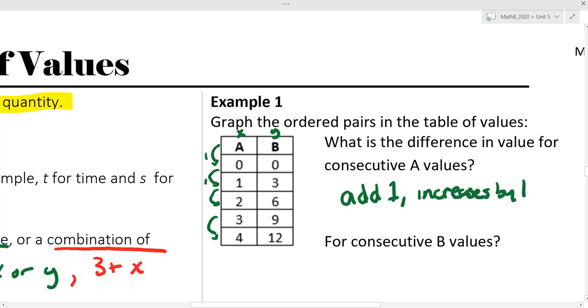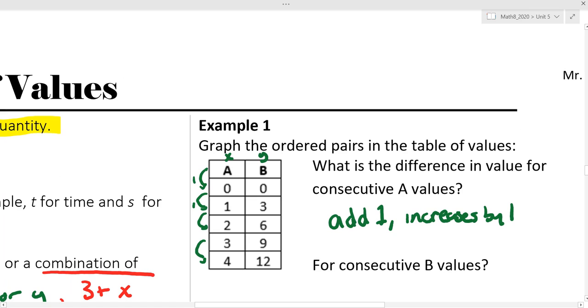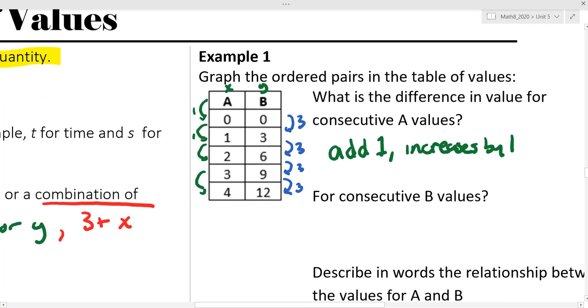Then the second question is, how are the B values changing? They're going up in multiples of 3. Yeah, we're adding 3. 3, 3, 3. So we can say add 3 or increases by 3.